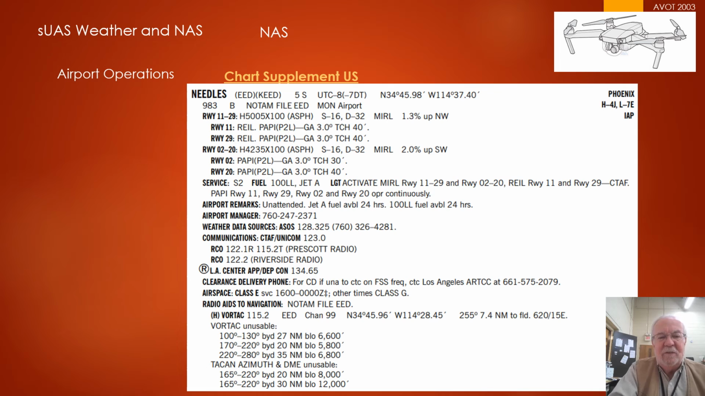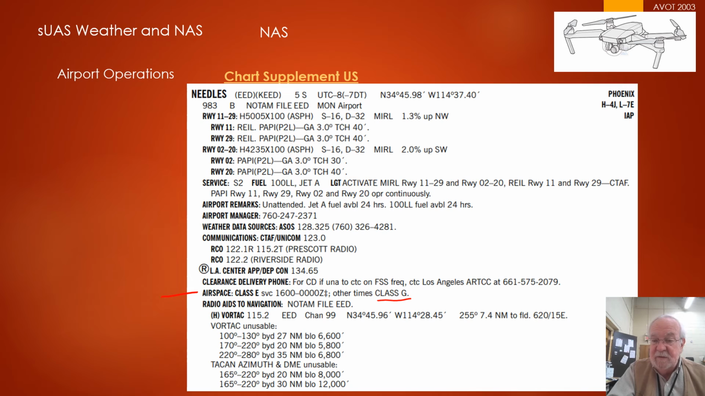All right, Needles, Arizona airspace. That's the odd thing about this, why I brought this up. It says here, Class E surface between 1600 and 0000 Zulu. Other times, Class G. So Class E surface means that it's controlled airspace. We are not allowed to operate in that airspace without air traffic controller permission to operate in that area. But it's only during those hours. Other times it's Class G.